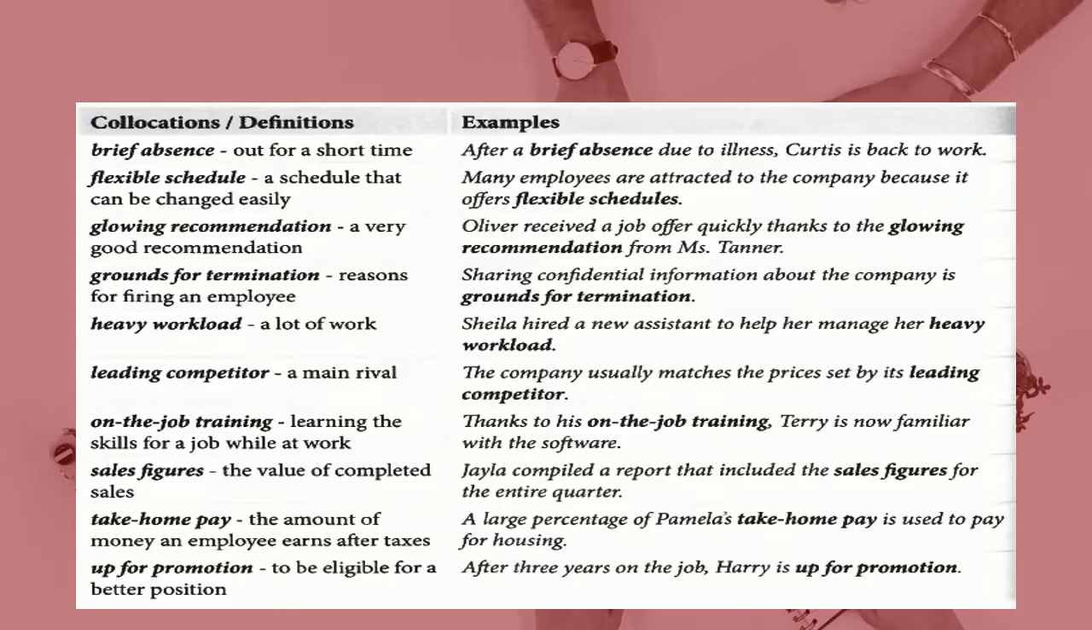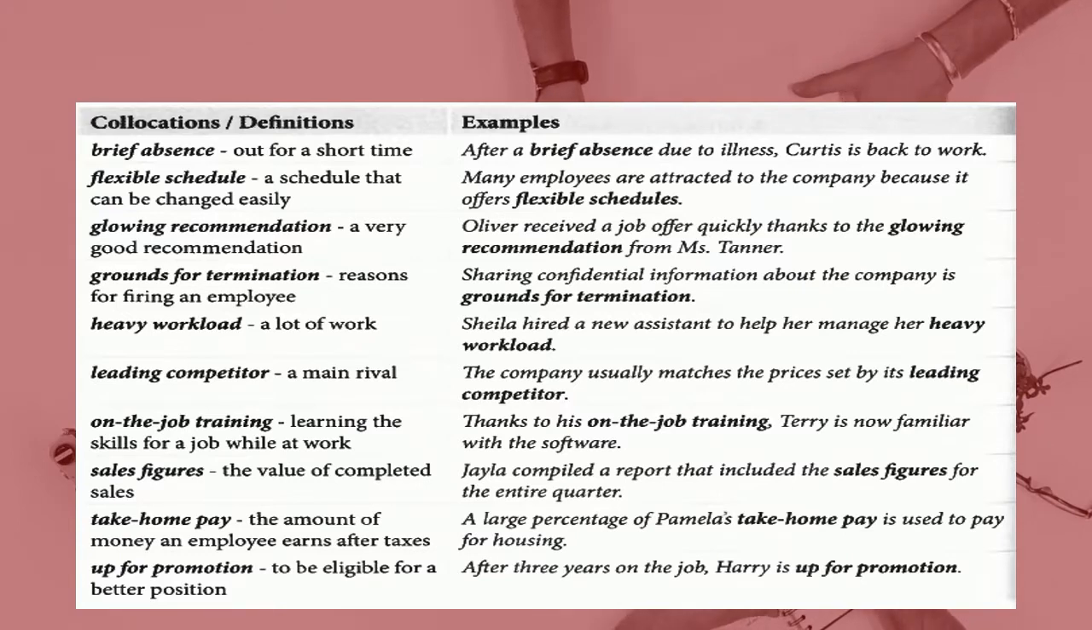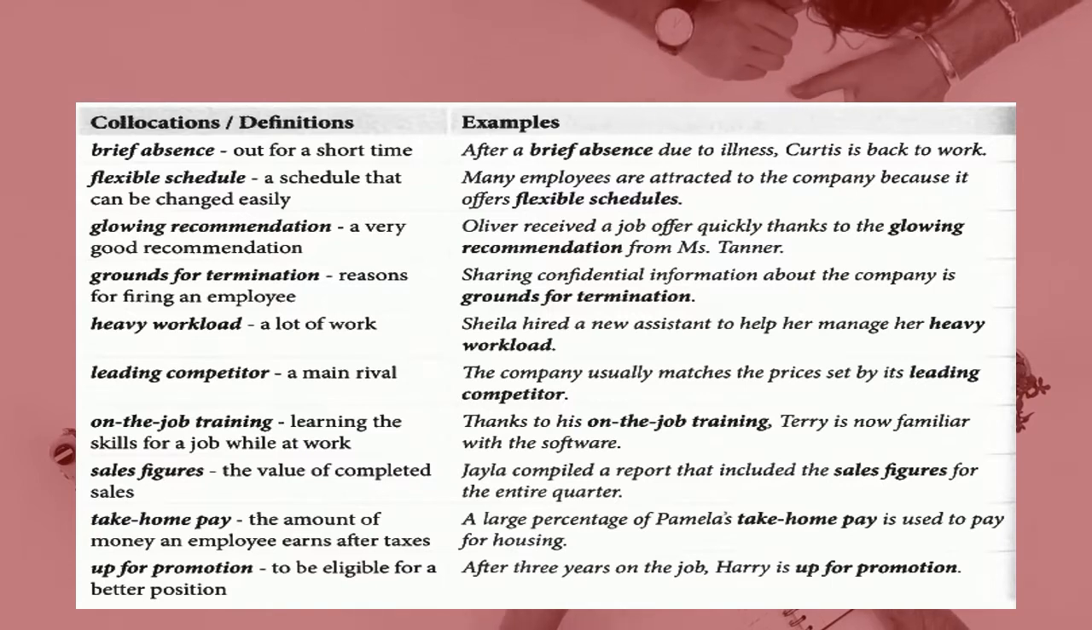Next, business collocations are words that are typically found in a business context. For example, a brief absence is a short absence, a glowing recommendation means a very good recommendation, and grounds for termination means the reason for termination. As you can see, there are other very common business-related words in the table.